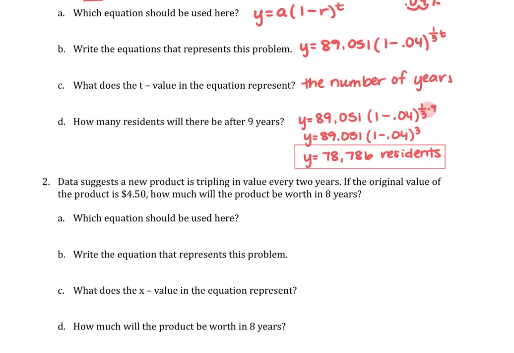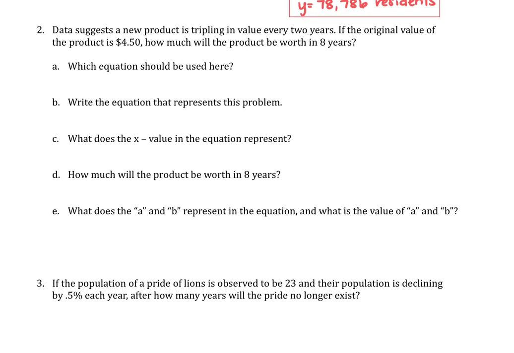All right, let's look at example number 2. It says data suggests a new product is tripling in value every 2 years. If the original value of the product is $4.50, how much will the product be worth in 8 years? So my rate of change is tripling, and since it's a word, it tells me I'm going to be using my equation that has a B.